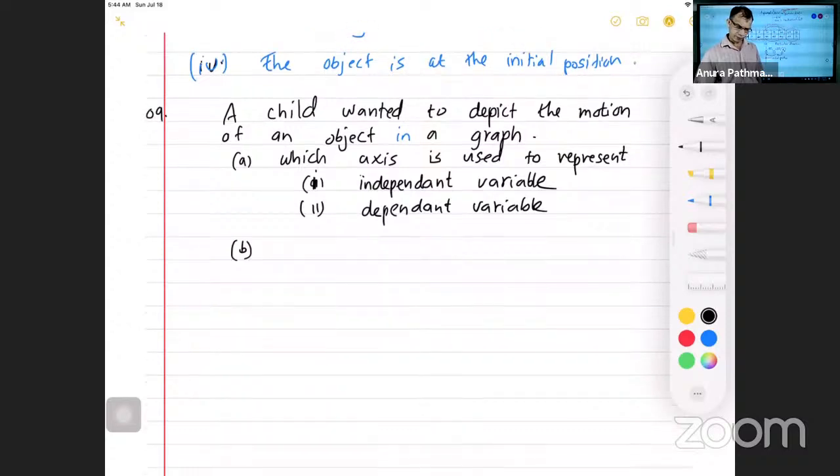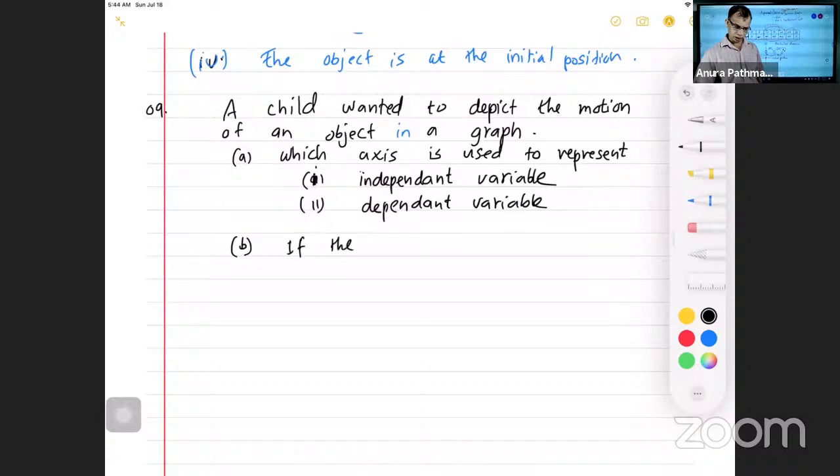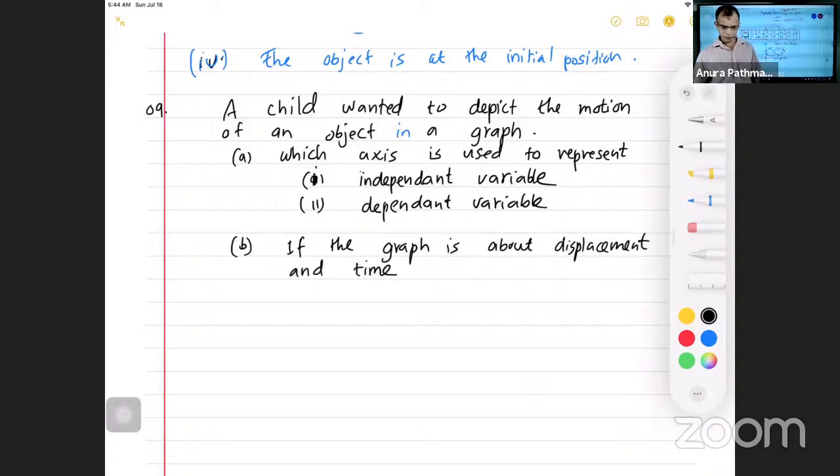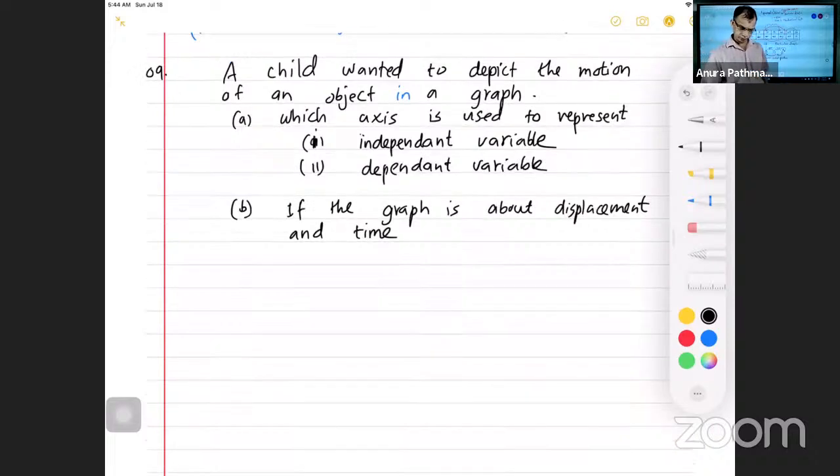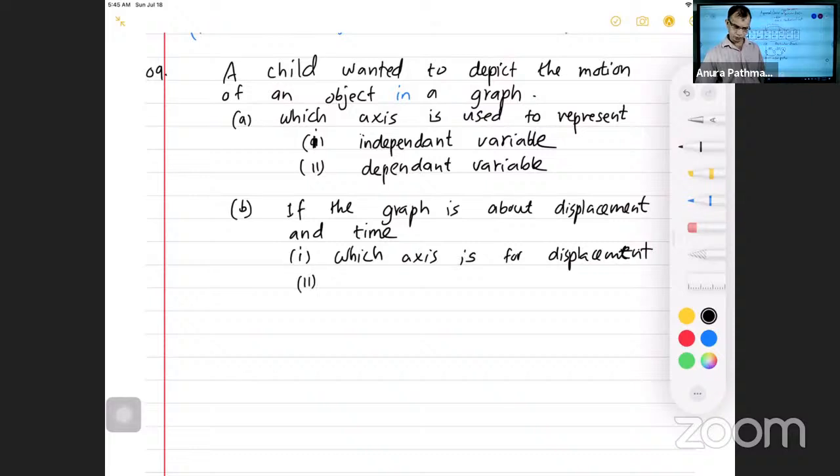Simple B. If the graph is about displacement and time, one, which axis is for displacement? Two, which axis is for the time?